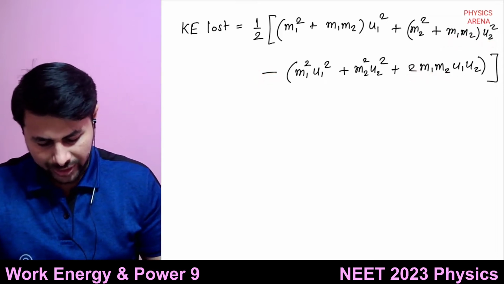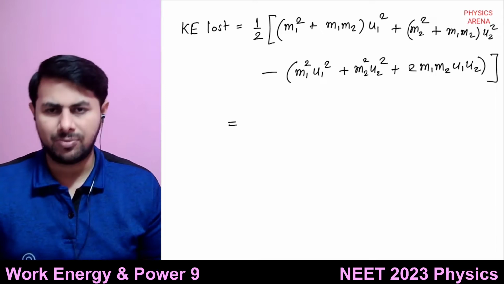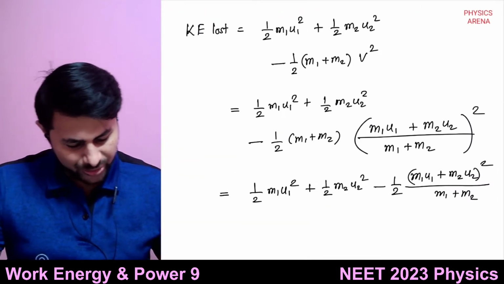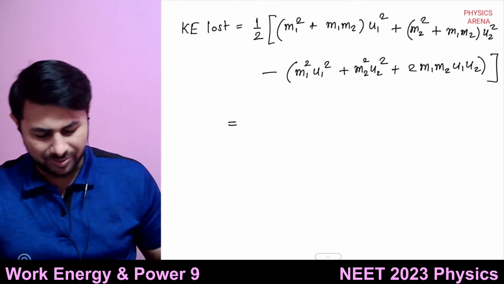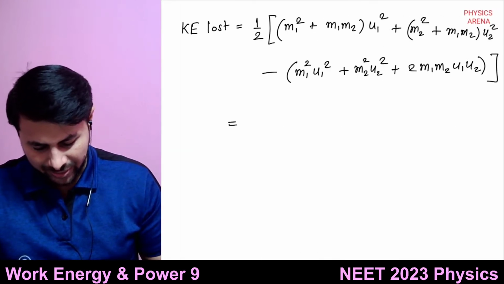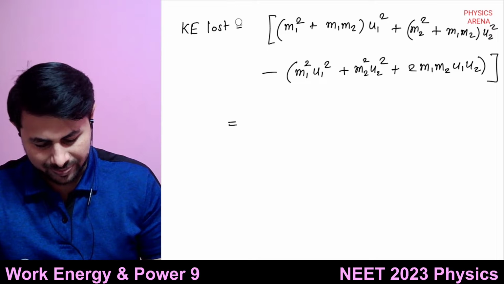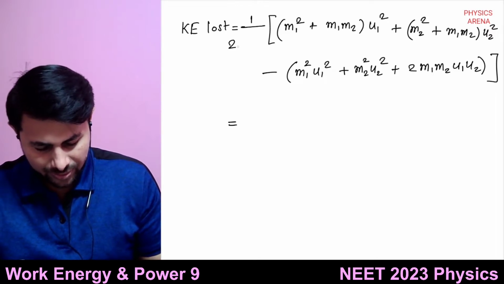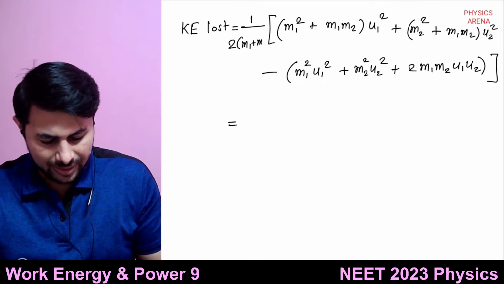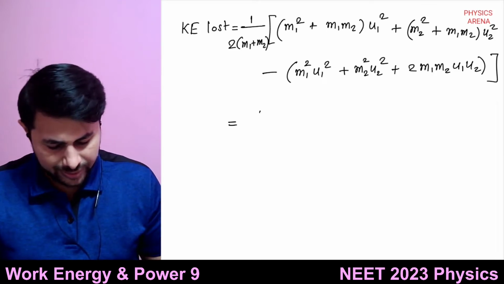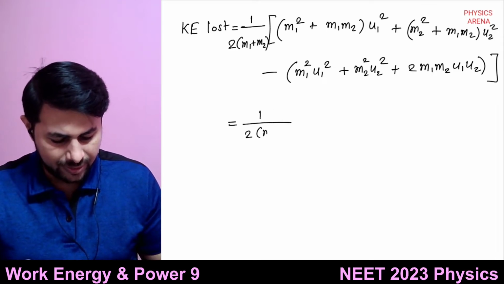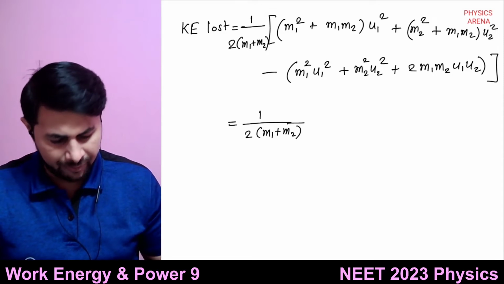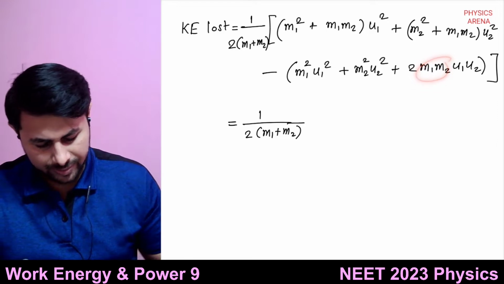Okay, so what we can do is we can take m1 m2 common, right? And I forgot to write this m1 plus m2 in the denominator. So in the denominator we have m1 plus m2 also. So here it is equal to half of 2 times m1 plus m2. So 1 upon 2 times m1 plus m2, and I can take m1 m2 common from all these terms.